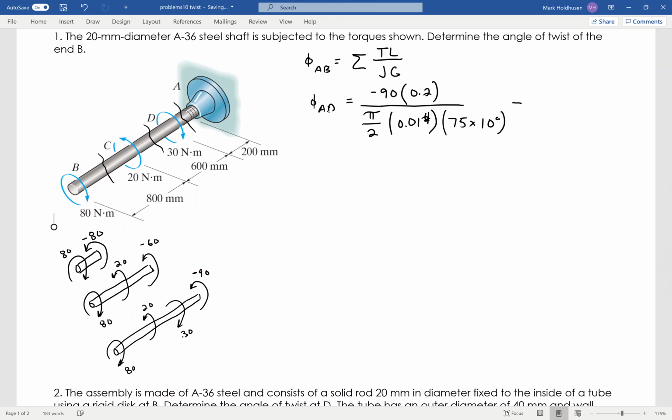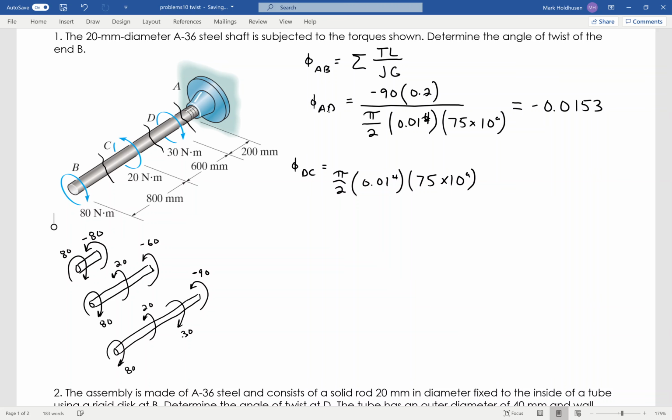Now the answer that this gives me is in radians, and I get 0.0153, again in radians. Okay, now we're going to move down from D to C and calculate what's going on there. The denominator is going to look exactly the same as before, which will be JG, because the cross-sectional area and the material do not change in this section.